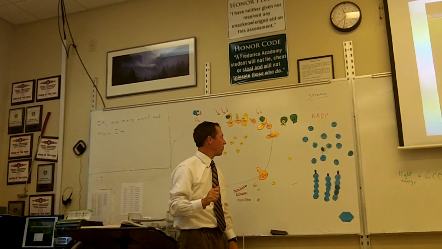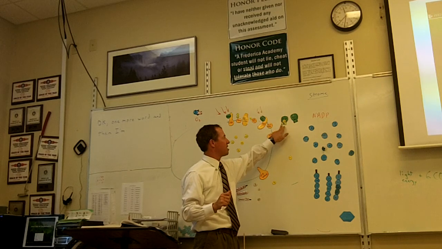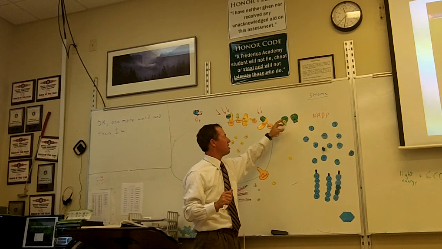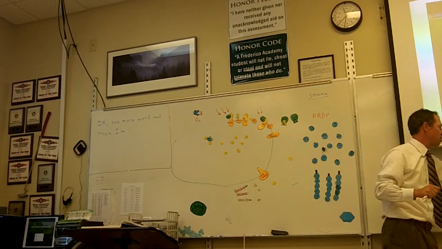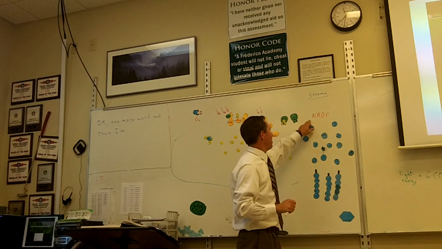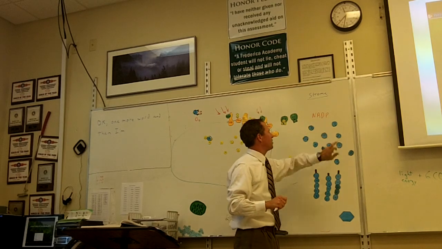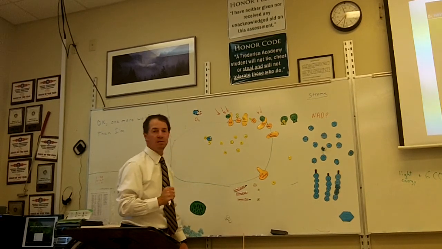What is NADPH? It is a molecule that is high in energy. It has high energy electrons and hydrogens, and that will be used to make glucose in the Calvin cycle. Nicotinamide adenine dinucleotide phosphate. You don't have to memorize that.